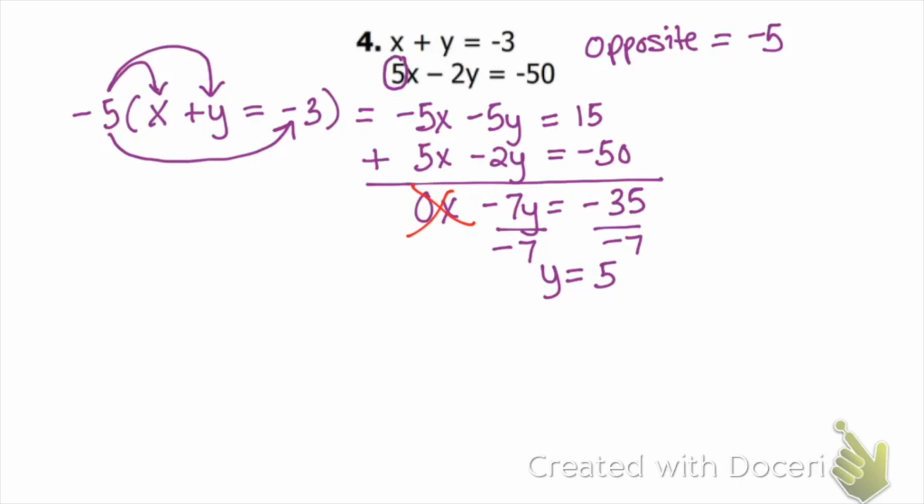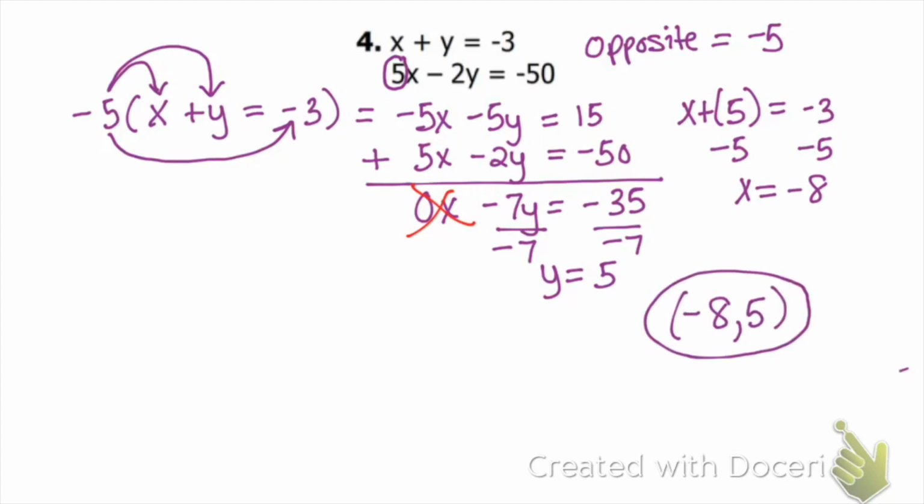Then you're going to substitute y equals 5 back into either equation. I just picked the first one. So x plus 5 equals negative 3. Remember, get in the habit of putting whatever you're substituting in parentheses, just in case there's a minus sign there. So we have x plus 5 equals negative 3, so we're going to subtract 5, and you get x equals negative 8. So your solution is negative 8 comma 5 as the ordered pair.